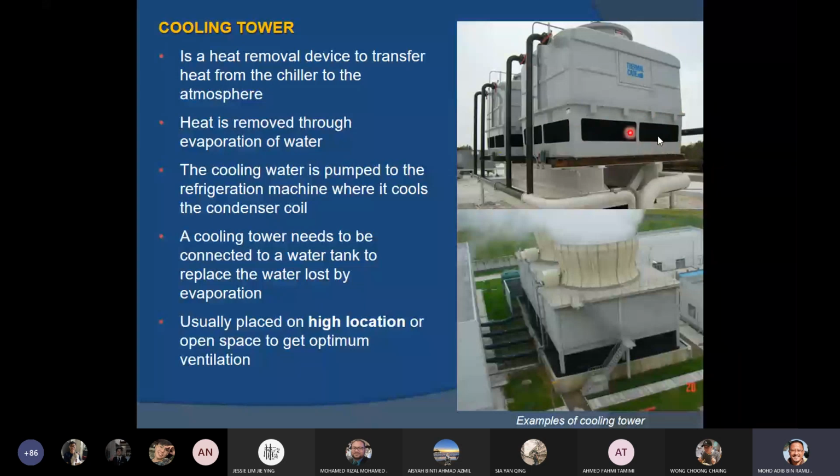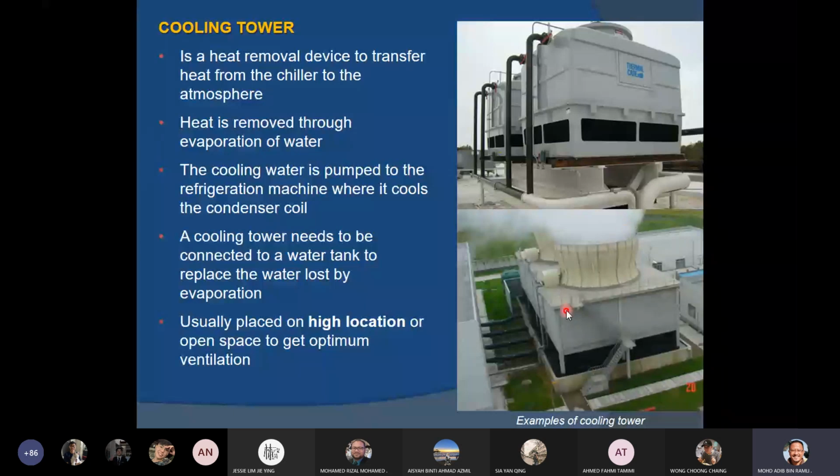The air comes in from this side and goes up, and it crosses over the falling water. So the water is falling, and at the same time the outdoor air goes up. It carries the heat and releases the heat to the atmosphere from the top. That's why you can see the steam coming up from the top of the cooling tower.